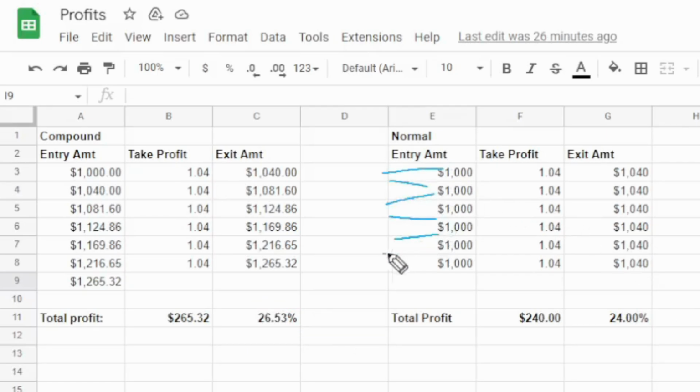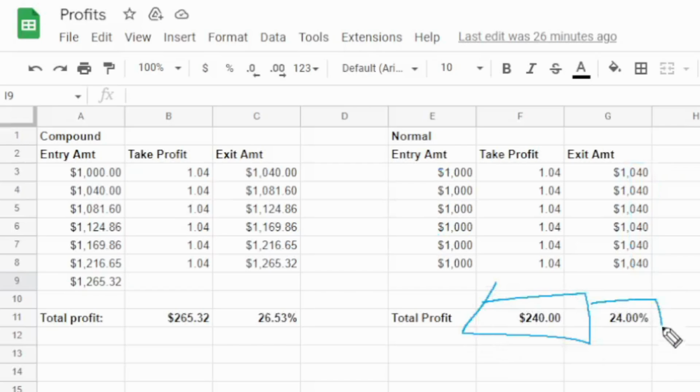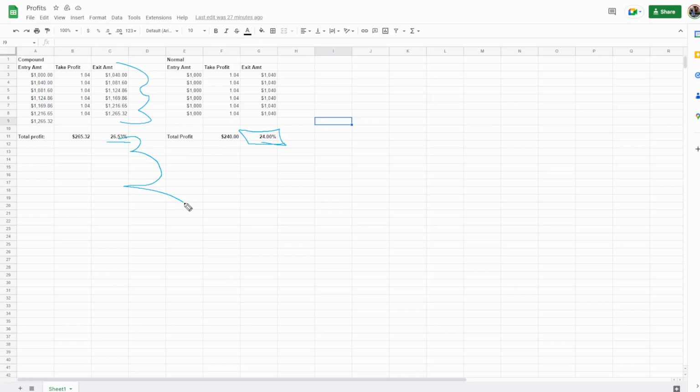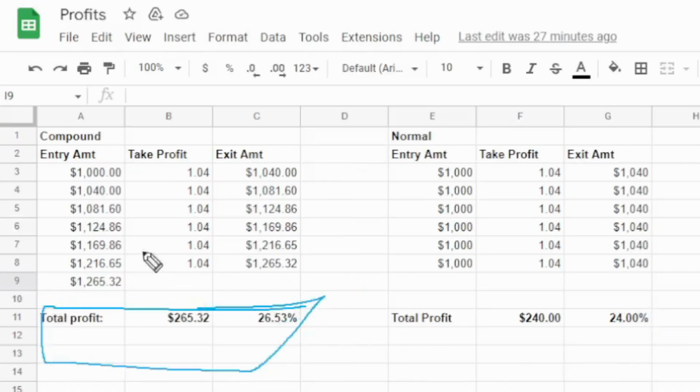However, if you just did $1,000 at each entry, each profit would have been only $40, as you see right here. This would have netted you $240 profit at 20% profit margin. And you can see within 6 trades, it may not feel like a lot, but this 6.53% extra profit gets bigger and bigger and bigger every time you trade. The spread continues farther and farther. So this is how you're going to maximize your profits with the compound investment strategy.